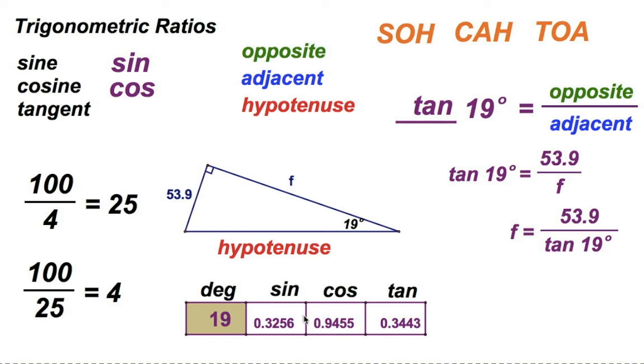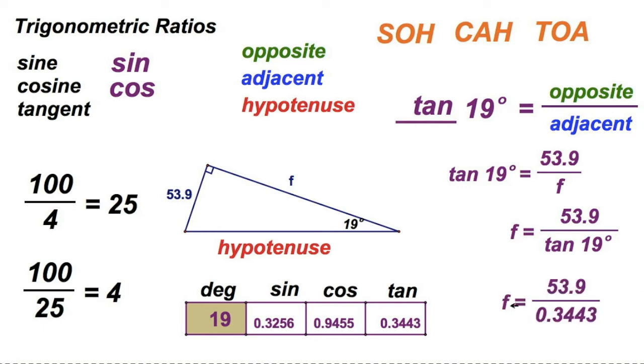I'm going to pull up a trig table and I'm going to find these 319 degrees. I'm going to find these three values. And we look under the third or the last column, and it's going to be the tangent, 0.3443 to the nearest 10 thousandths. So, let's just plug that in.